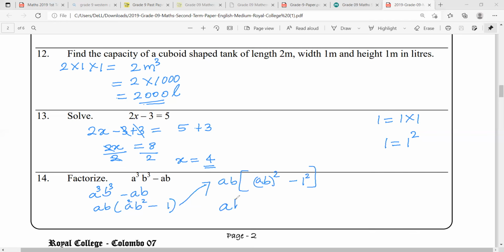Then you get ab, and here, you know, this is the difference of 2 squares, right? ab plus 1 into ab minus 1. And then you get the answer like this: the factors are ab plus 1 into ab minus 1. This is the answer.